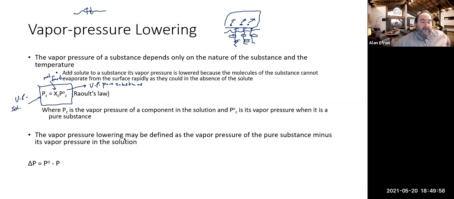The vapor pressure lowering may be defined as the vapor pressure of the pure substance minus the vapor pressure of the solution. Because the vapor pressure is going to be lower, we take the original vapor pressure by itself minus the vapor pressure of the solution that has stuff dissolved in it. That gives us the vapor pressure lowering. That's what the delta stands for there. So let's see how this works in the problem.